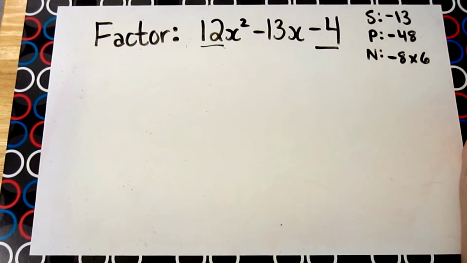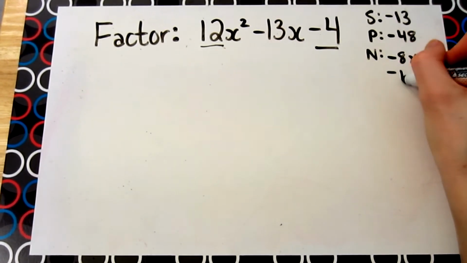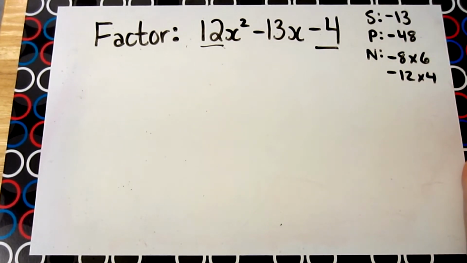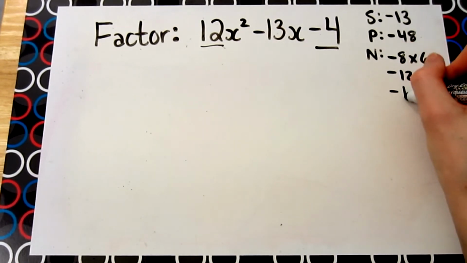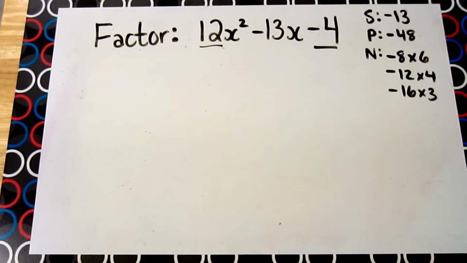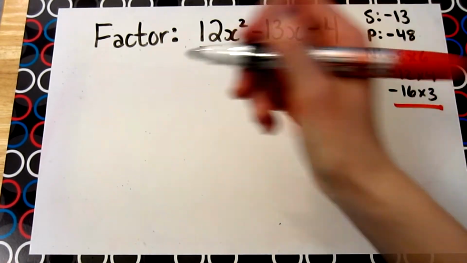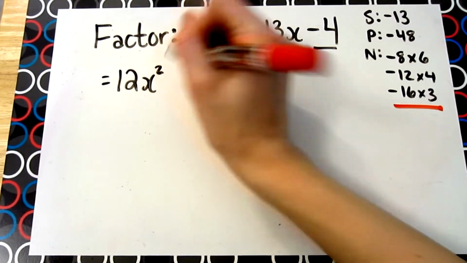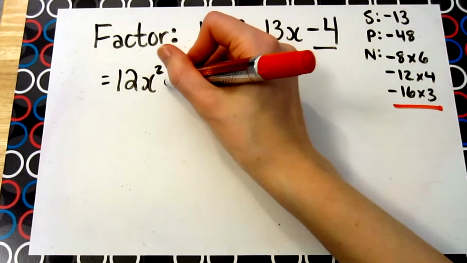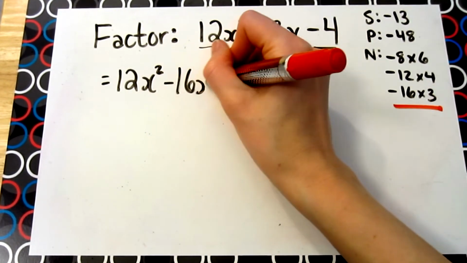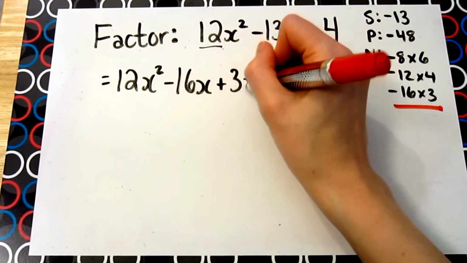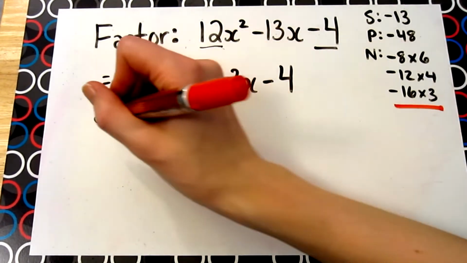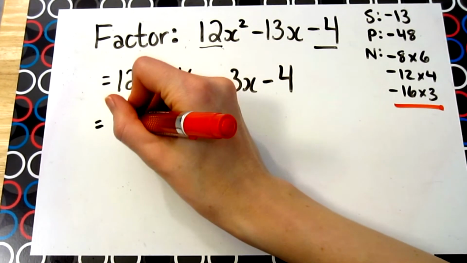This will not give us a sum of negative 13. Same thing, negative 12 times 4. Again, the sum will be different than negative 13. However, negative 16 times 3 will work. So continuing with the decomposition method, we just want to replace the negative 13x with negative 16x plus 3x. And we'll keep the negative 4 as is. And then proceed to factor by grouping.